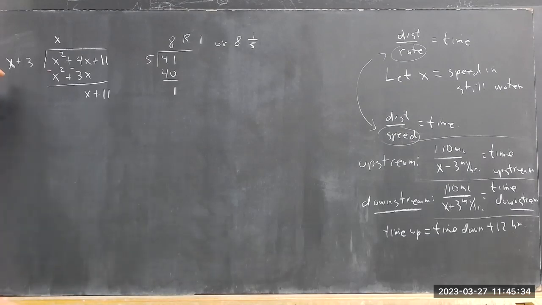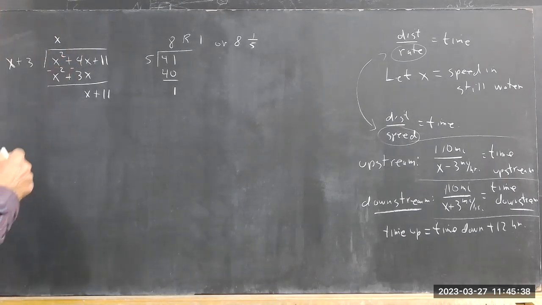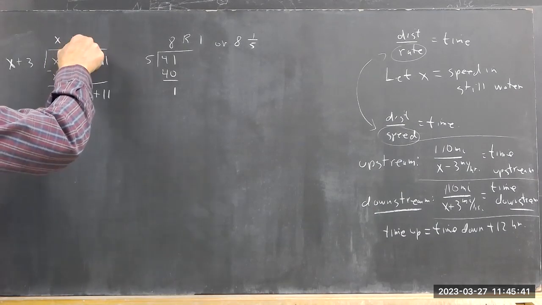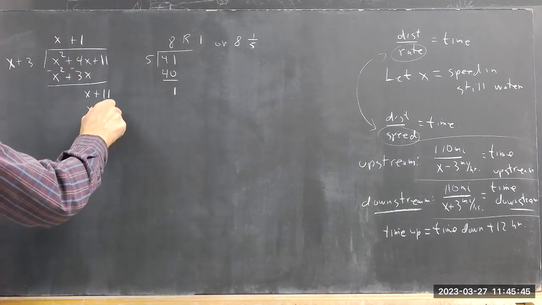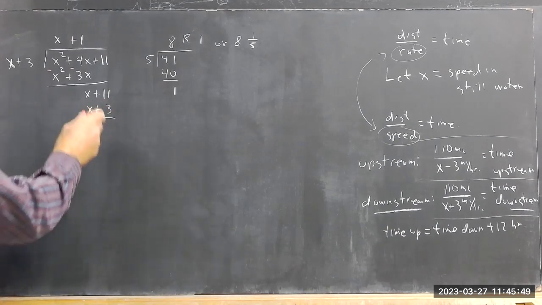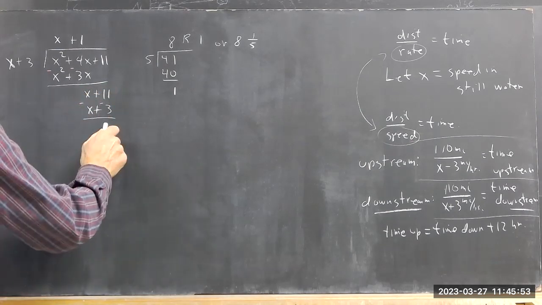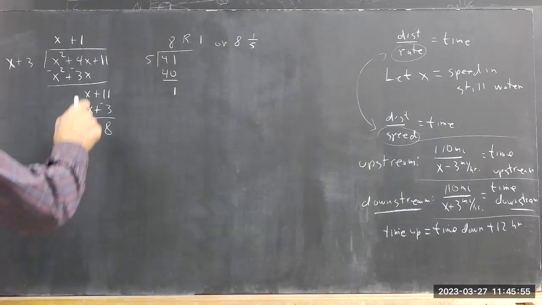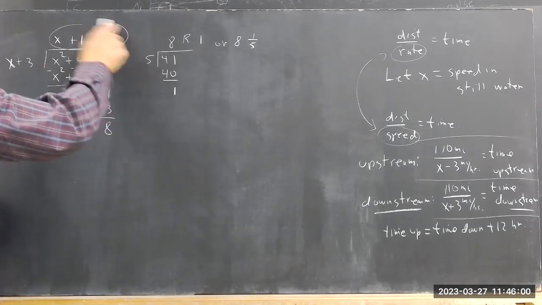Then, what do we need up here in order to get rid of this x? Well, we need a 1. And 1 times x plus 3 gives us x plus 3. So when we subtract the x and the 3, we end up with 8. So we get x plus 1 with the remainder of 8.